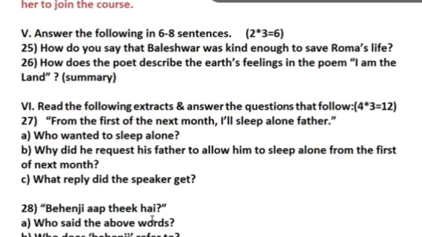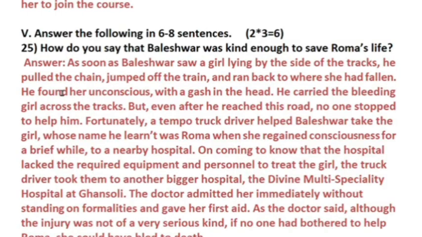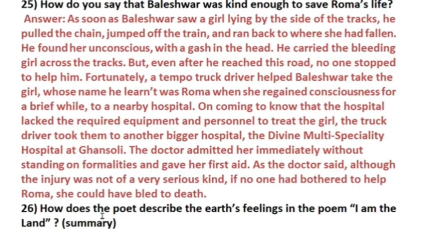Next, Fifth Main: answer the following in 6 to 8 sentences. Question number 25. How do you say that Baleshwar was kind enough to save Roma's life? Answer: As soon as Baleshwar saw a girl lying by the side of the tracks, he pulled the chain, jumped off the train, and ran back to where she had fallen. He found her unconscious with a gash in her head.